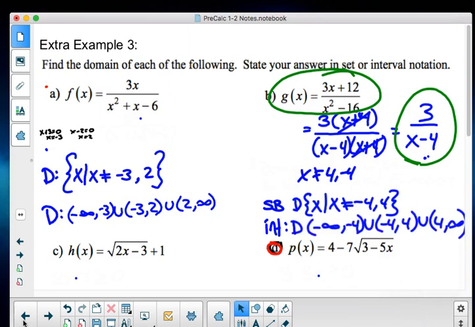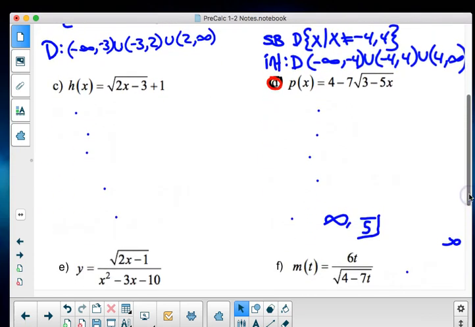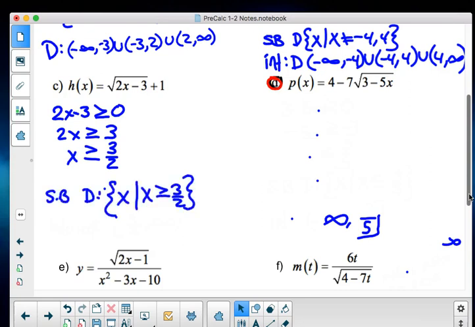So now I write that in my interval notation and my set builder. Now every time I have a square root, I have the restriction that it's got to be 0 or greater. And so I'm looking at 2x minus 3 is greater than or equal to 0, and I find that 2x is greater than or equal to 3 and that x is greater than or equal to 3/2. So now I've got my set builder restriction and my interval notation restriction.